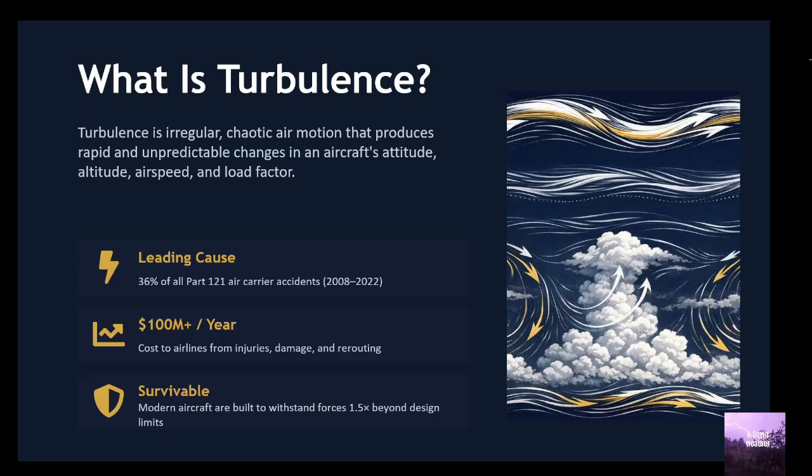36% of all Part 121 air carrier accidents between 2008 and 2022, it is the leading cause. 100 million plus a year is the cost to airlines from injuries, damage, and rerouting. Survivable. Modern aircraft are built to withstand forces 1.5 times beyond design limits.